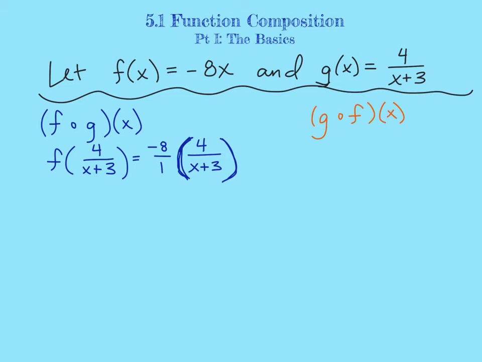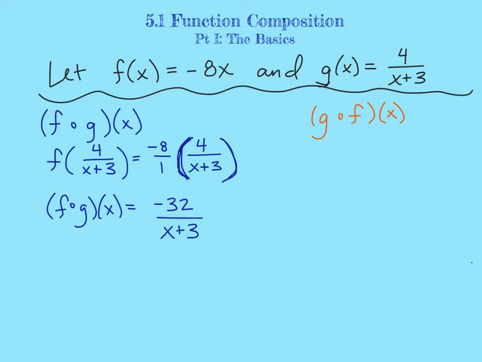I say this because sometimes students will multiply this negative 8 not only by the top, but also by the bottom, which is wrong. So we'll end up with negative 32 in the numerator, and our denominator doesn't change from x plus 3 since we're only multiplying it by 1. Nothing can be simplified here, so f of g of x is this rational function here.